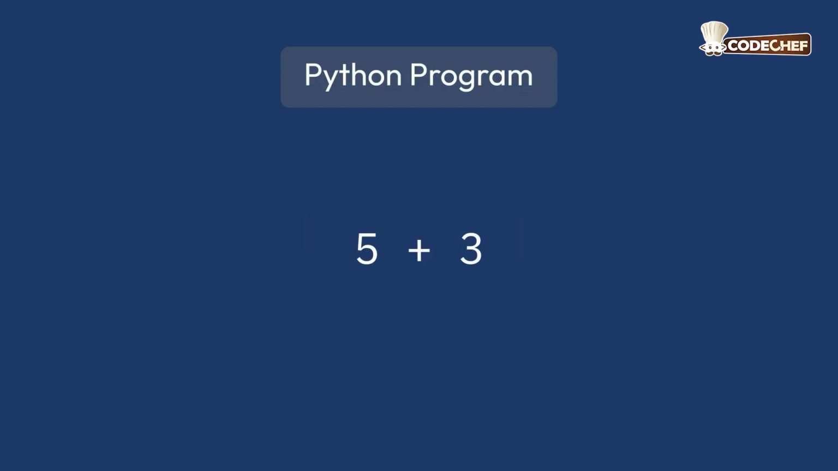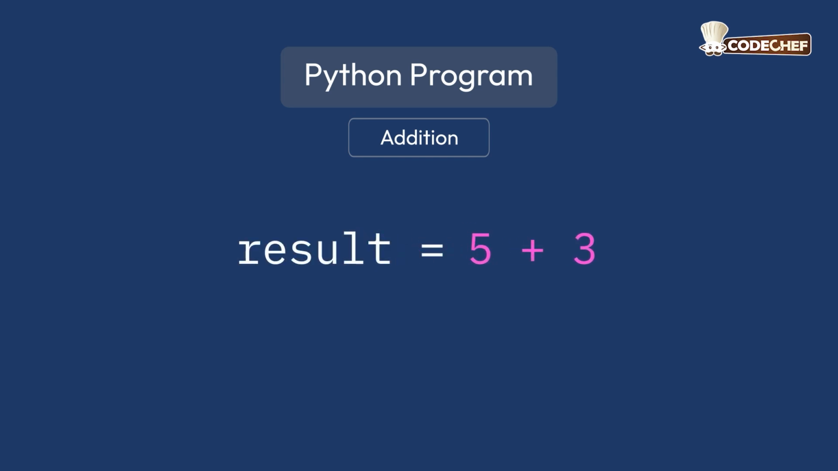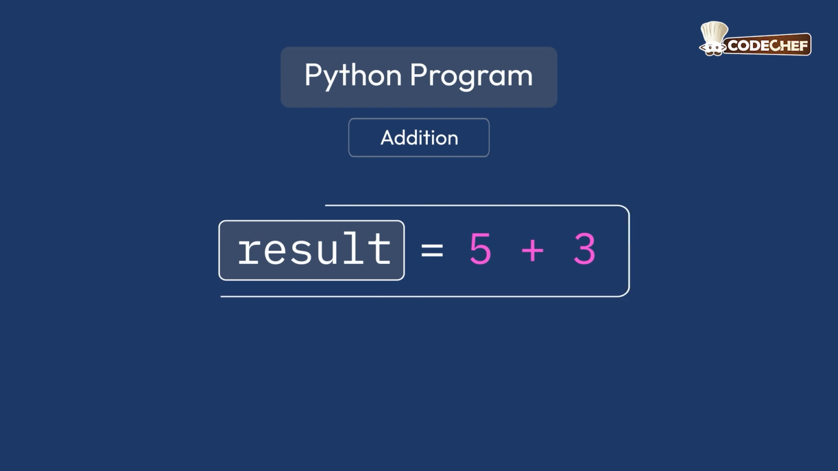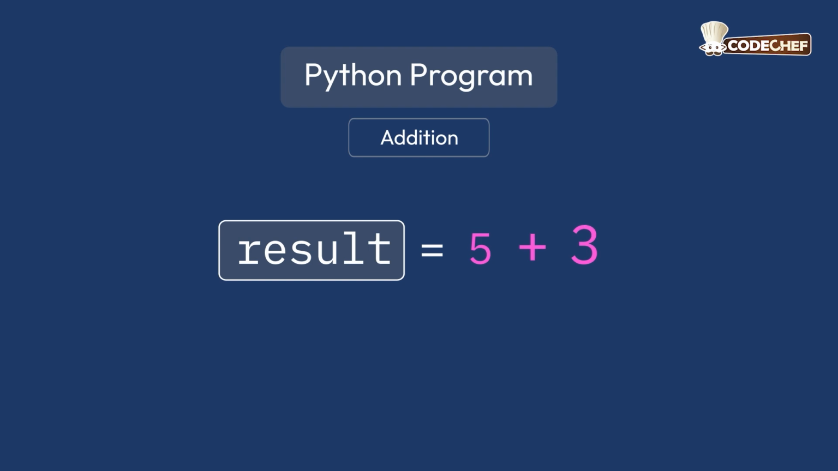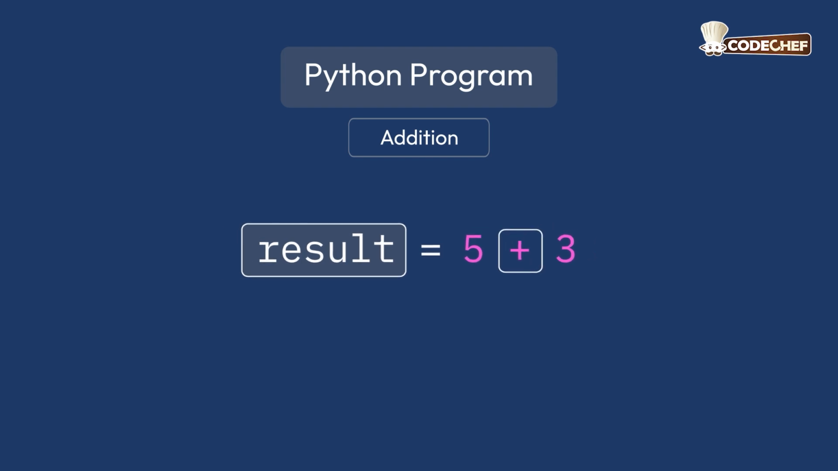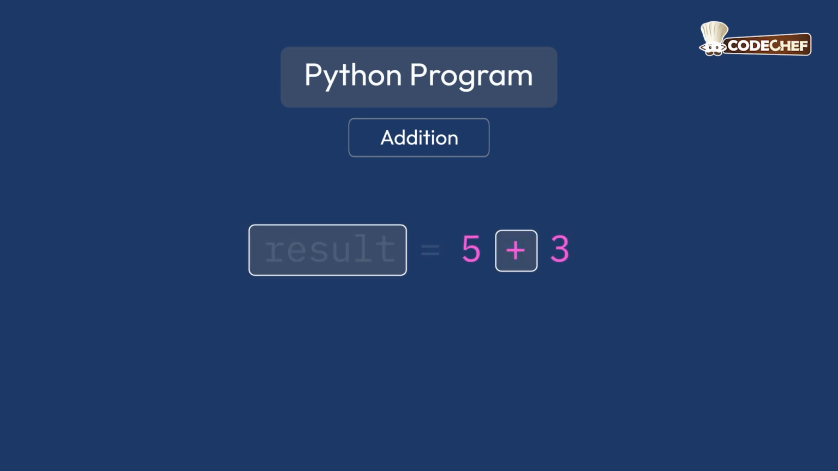You learned that variables are like labeled boxes that store data in them. Let's say I perform the operation 5 plus 3 and store the value in a variable. And let's call this variable result. In code, you can write it like this. Perfect. This line of code calculates the value of 5 plus 3 and stores it in a variable called result.